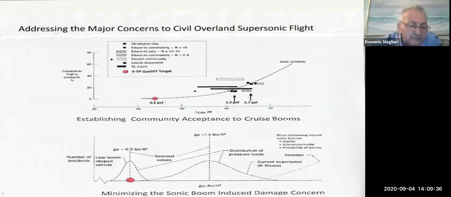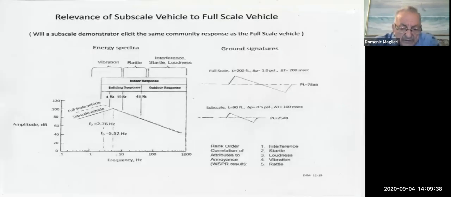So you say, yeah, but you're talking about a vehicle that's 96 feet long and 30,000 pounds. Is that going to elicit the same response in the community as a full-scale airplane that might be 200 feet long, 200,000 pounds? The answer is yes. Take a look. Here's a signature, say from an aircraft 90 feet long, half a pound overpressure, and 100 millisecond period. And it's got a rise time, so its PL comes out to be 75.